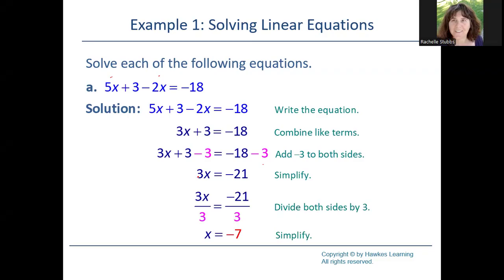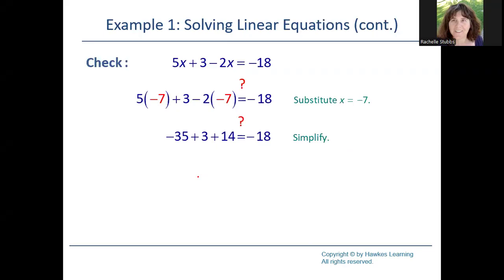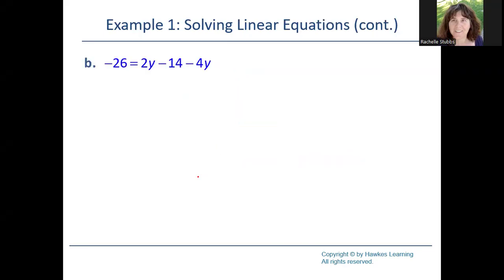And then my fourth step would be to check it. So I can go back and put that negative 7 in, check that it is correct, and yep, it's a true statement. Number 2, the left side is completely just a constant, right? But the right side might have some things that can be combined.